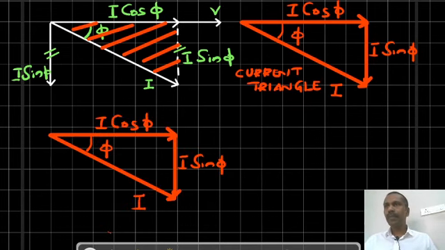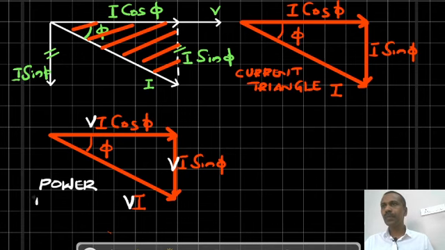Now if you multiply the sides of this triangle with the voltage vector, the sides become VI cos phi and VI sin phi. So this triangle is called the power triangle because the sides of the triangle represent the different power terms. So this is the power triangle.